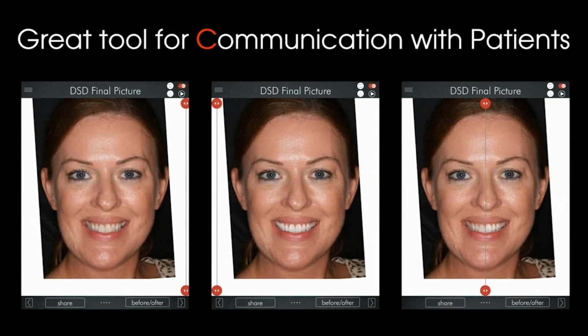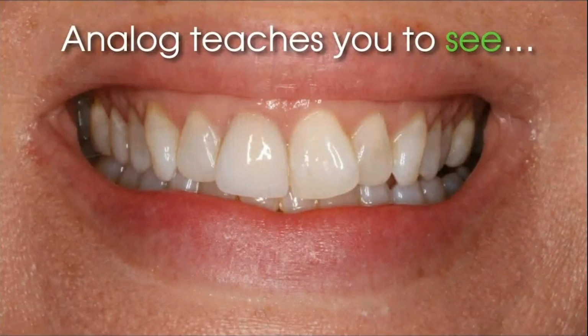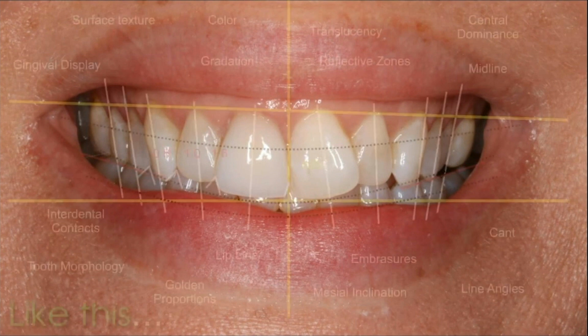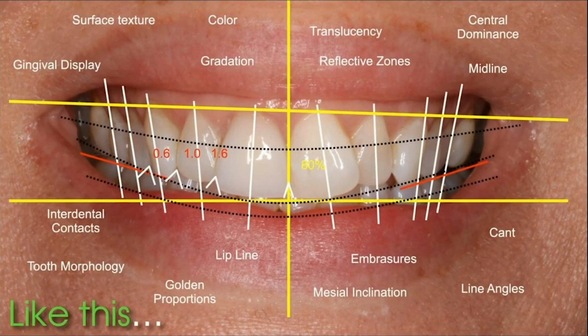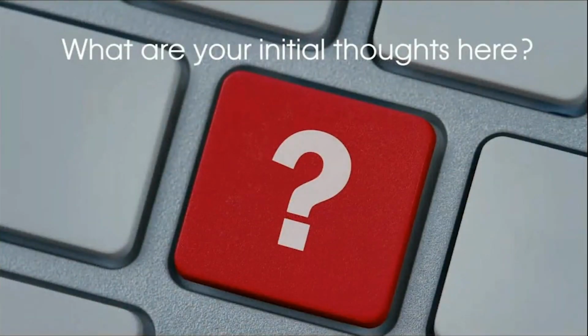But you as clinicians really need to understand what makes a smile look good and what you look for, because analog teaches you to see this sort of thing, like everything, see it like that. And if you learn how to see that, then you'll understand why teeth don't look good or a smile doesn't look good when you have all these things in the picture, and how to look at each patient. I kind of look at patients like grids as well, and be able to put them in the right place. So what are your initial thoughts here?